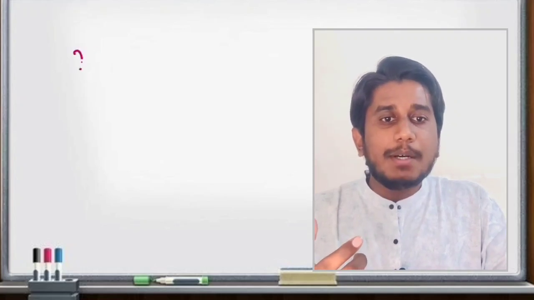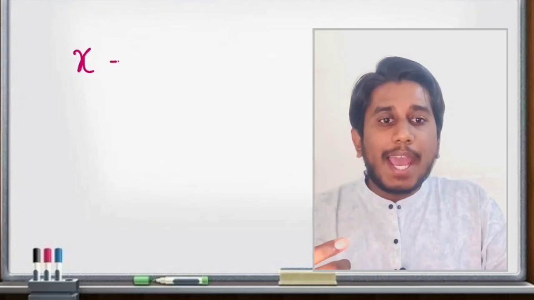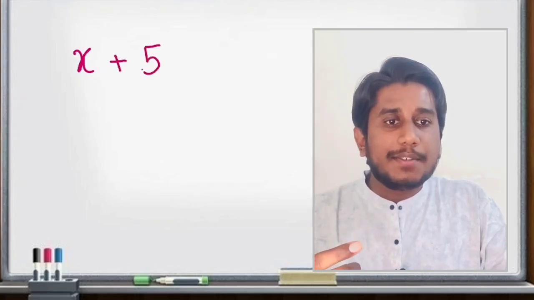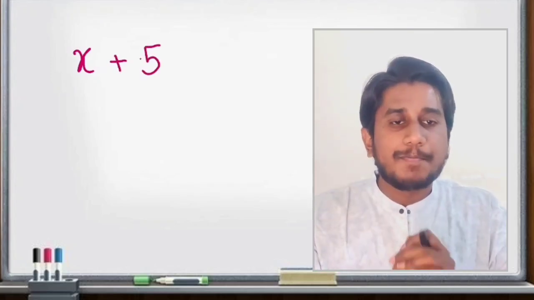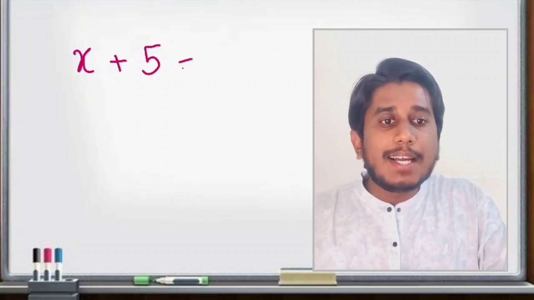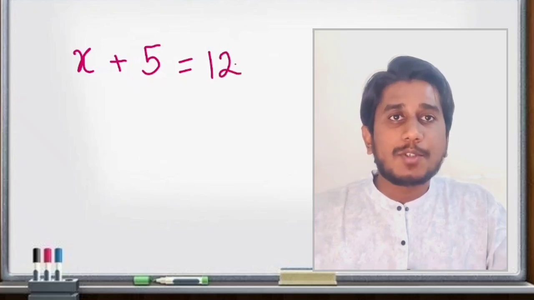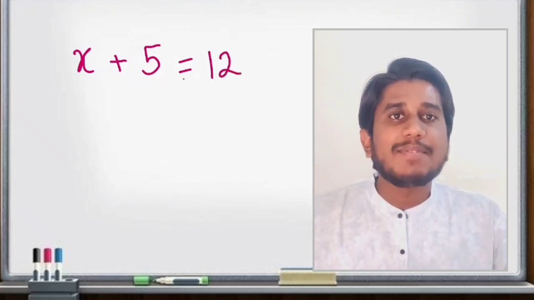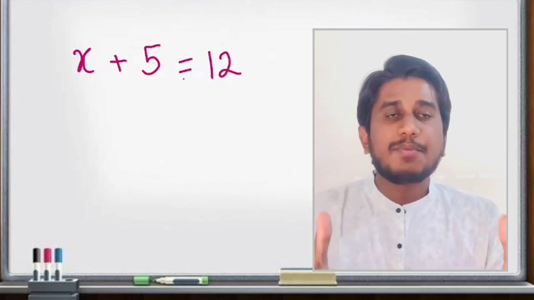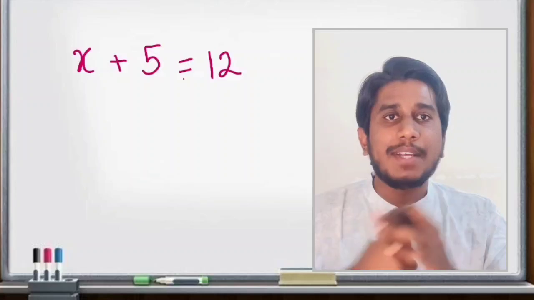See students, let's say the number is x. Now if I add 5 to it, it becomes 12. So x plus 5 is equal to 12. This is what a linear equation is. We have just formed a linear equation in one variable.